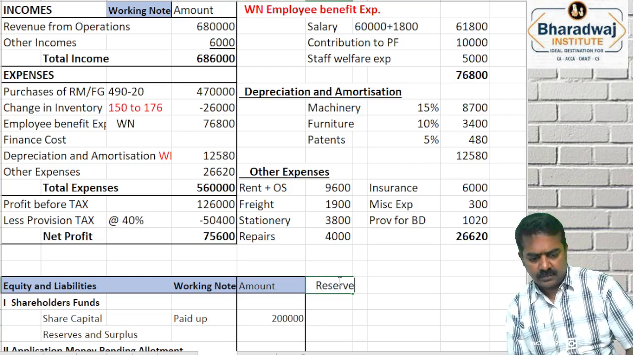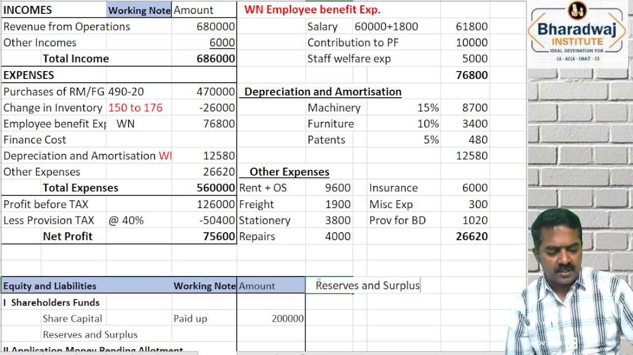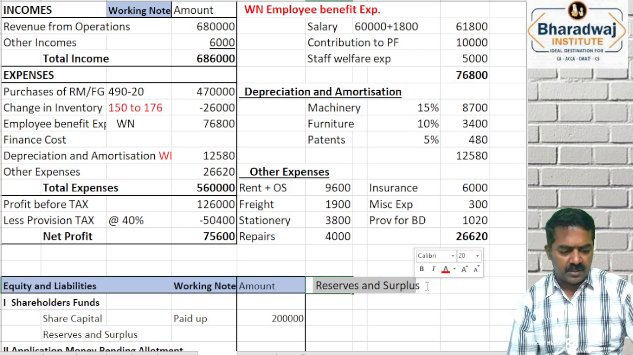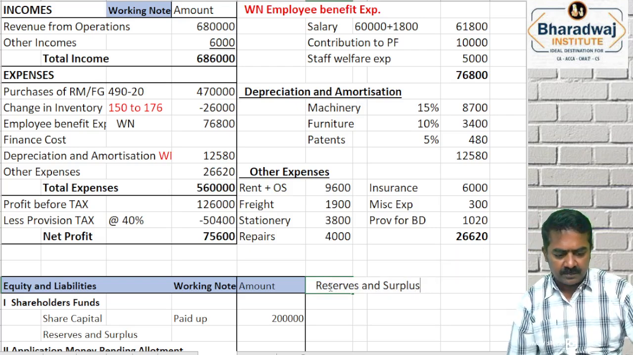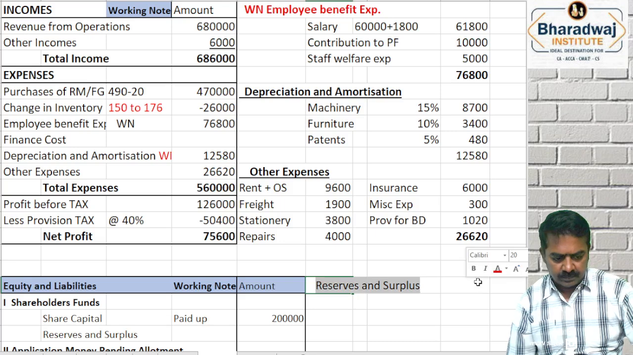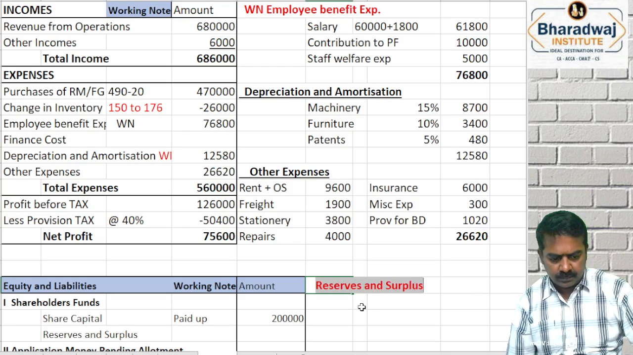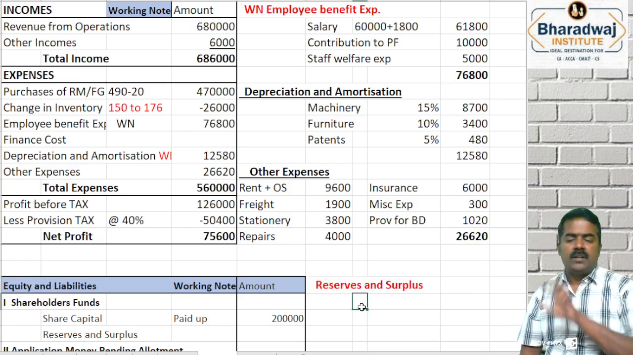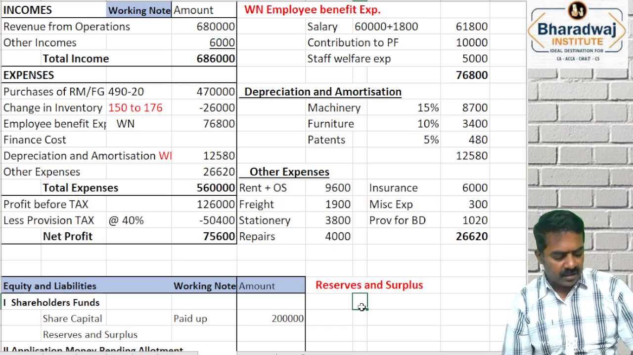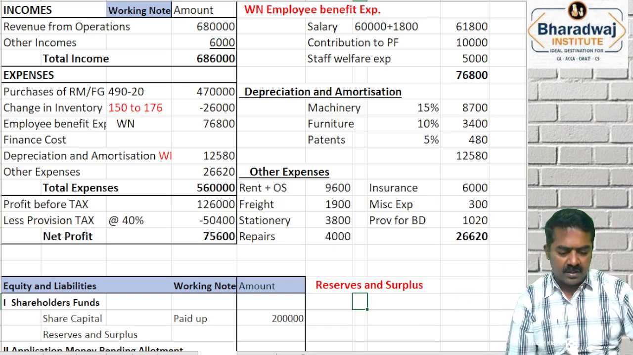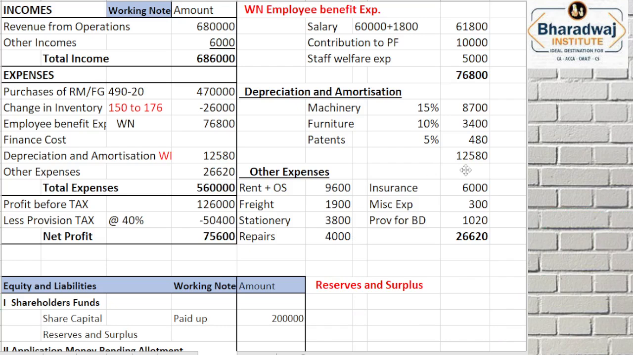Sir, the general 4,000 is our profit. We'll do it in reserves and surplus. All of that, when we make the P&L reserves and surplus working notes, we adjust. Okay, sir. Okay, take up this P&L account and try to work out reserves and surplus. Try to do the working note for reserves and surplus.